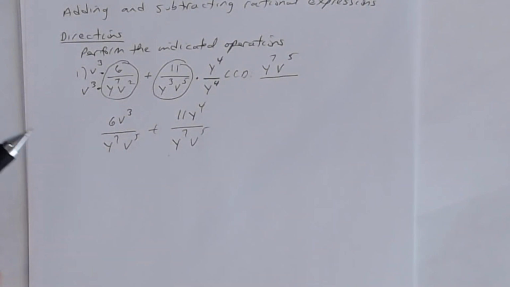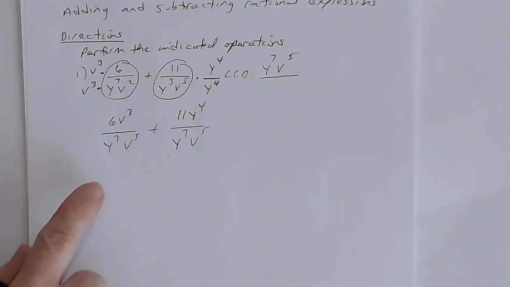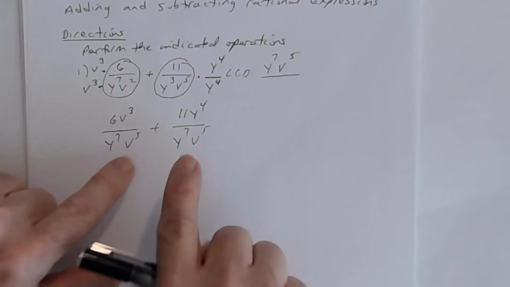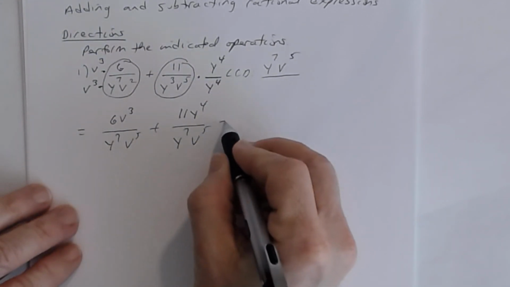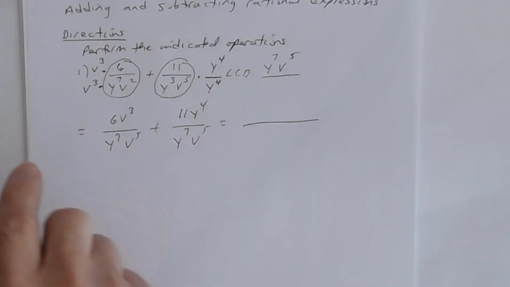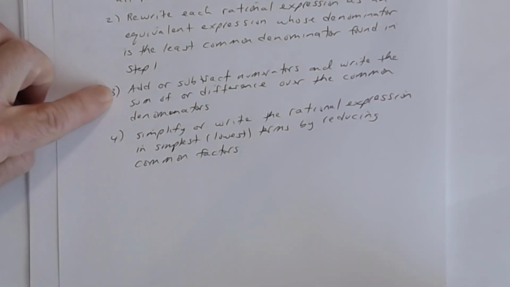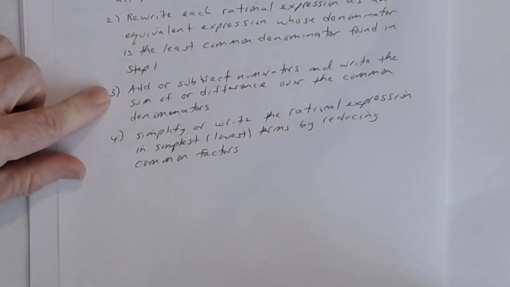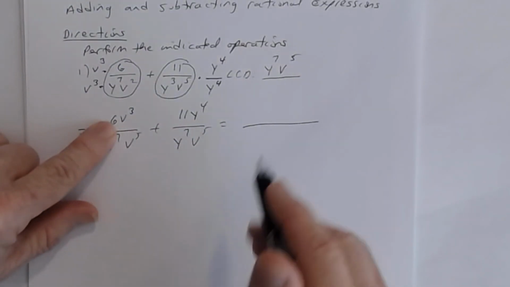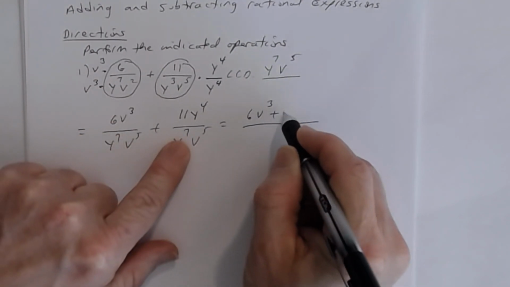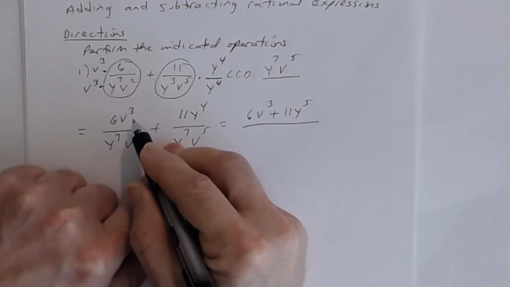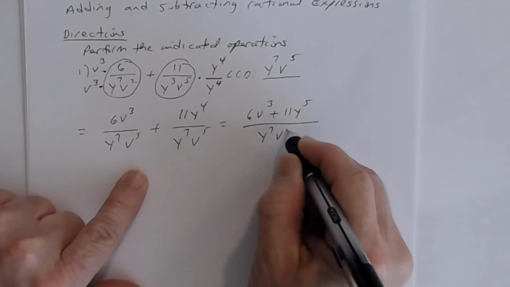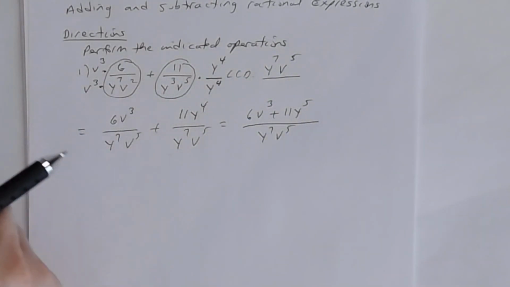So that was step 2. Now we're going to do some more, so it'll get a little bit clearer as we go on. Once you get the denominators to be the same, the next step is to add or subtract the numerators, and then write it with that common denominator. So in other words, you're going to say 6v cubed plus 11y to the 5th, divided by that common denominator, which is y to the 7th, v to the 5th. So that was step 3.